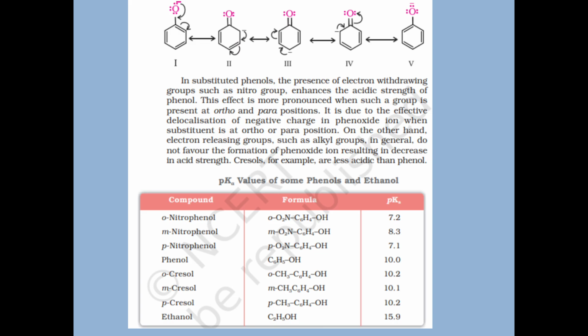pKa value is 7.2. Metanitrophenol, pKa value is 8.3. Paranitrophenol, 7.1. So here paranitrophenol has the highest acidity. As the pKa value is lesser, it suggests that paranitrophenol is more acidic than the orthonitrophenol.